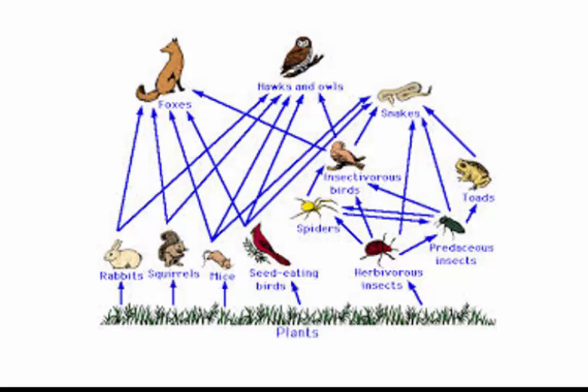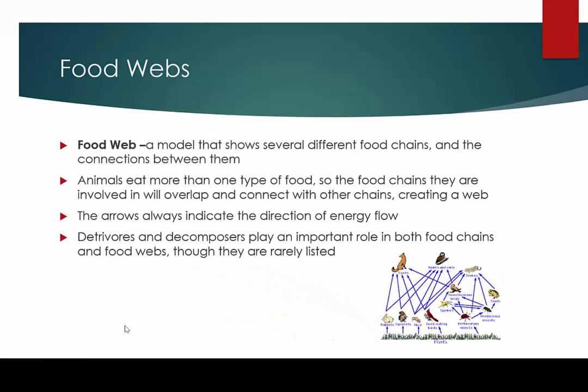Detritivores and decomposers play an important role, as we mentioned, but very rarely are they listed in the food chain itself, and they could really fit in all over the place. Okay, so there's no one spot that they fit into a food web. They could be breaking down your producers, they could be breaking down any one of your herbivores, you know. So they're found throughout your food chain, so they're very rarely listed there.